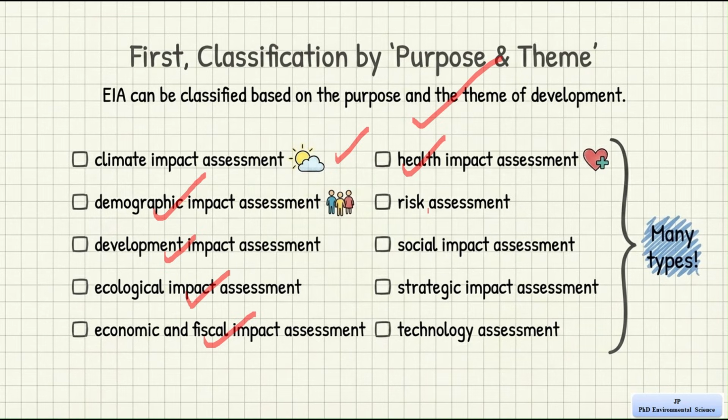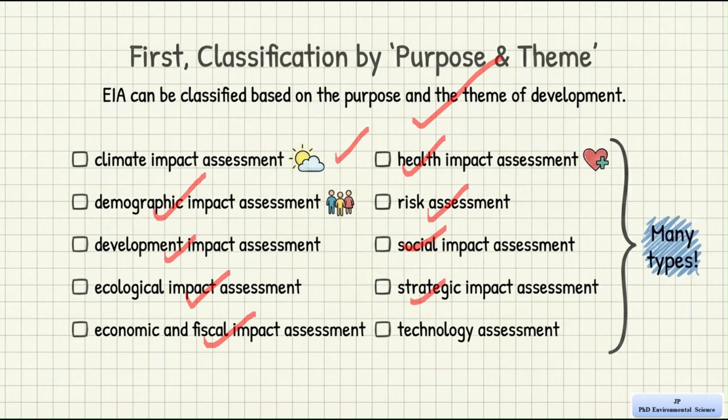Risk assessment. It identifies the possible dangers or risks. Example, a chemical plant may have risk of explosion or leakage. Social impact assessment. It studies effects on society and people's lives. For example, a project may displace people or change their lifestyle.